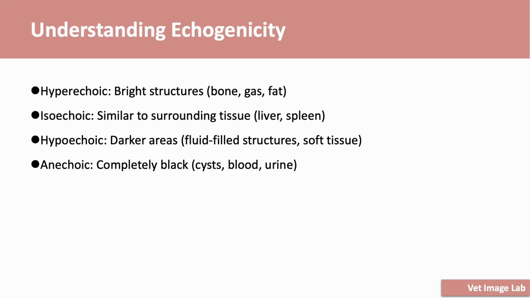So far, we've talked about how reflection plays a key role in ultrasound imaging. Now, let's see how this applies to actual ultrasound images. As we've discussed, the brightness of an ultrasound image depends on the amount of reflected echoes. This brightness can be categorized into 4 levels: hyperechoic, isoechoic, hypoechoic, and anechoic.